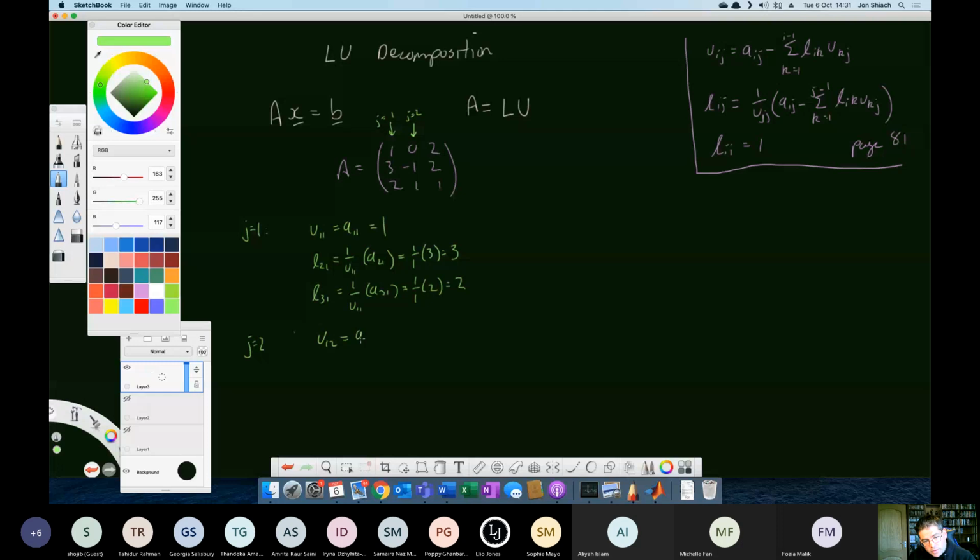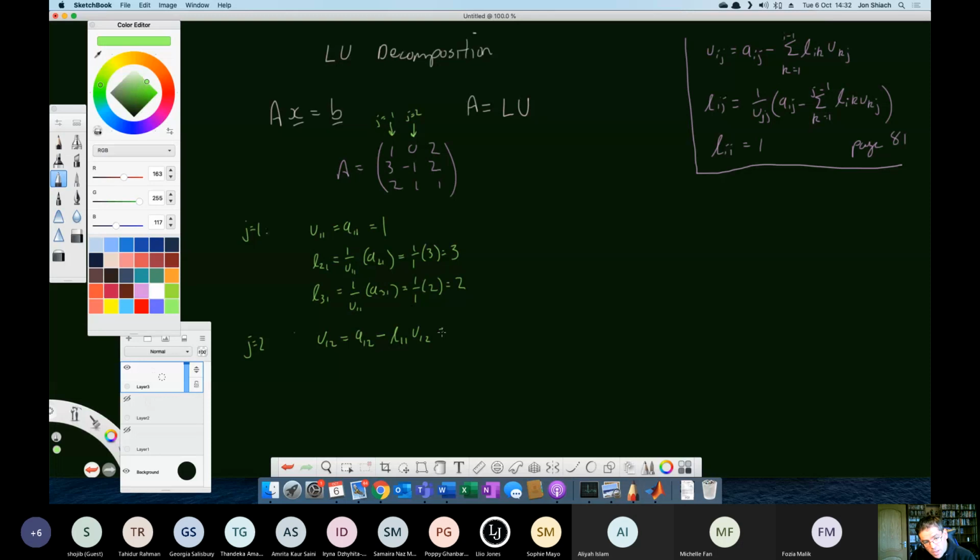So we have A12 minus L, well, I is 1, K is 1, so that's L11 multiplied by U, K is 1, and J is 2. So L_ik, U_kj, where K is 1, I is 1, and J is 2. Now L11 is a main diagonal element of L, which we assume to be 1.